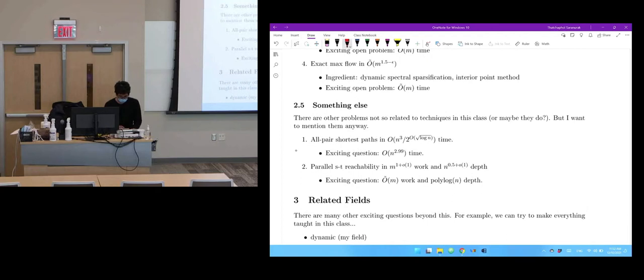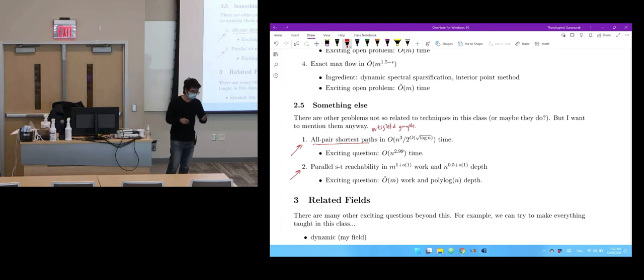By the way, there are some other big open problems in graph algorithms that are not so related to the material in this class, but I would like to mention. One is all pairs shortest path in weighted graphs. If you use some dynamic programming, like Bellman-Ford or something like that, you can solve it in n cubed time. One can actually get this time.